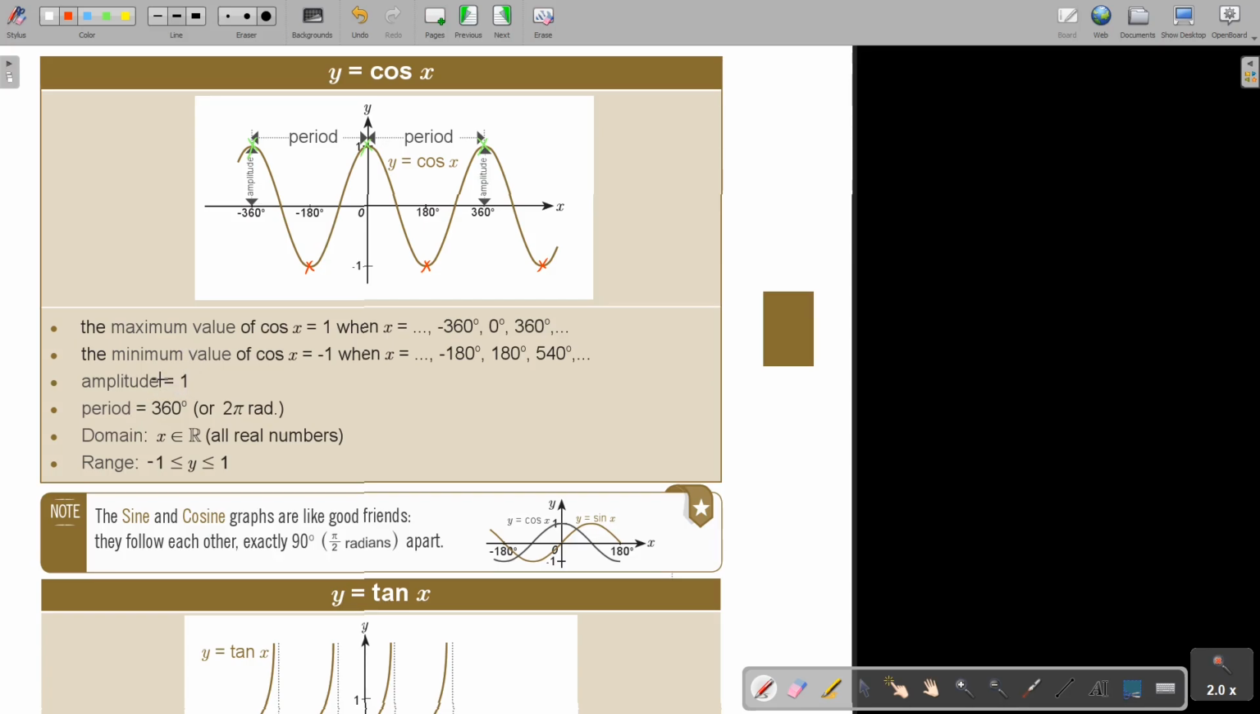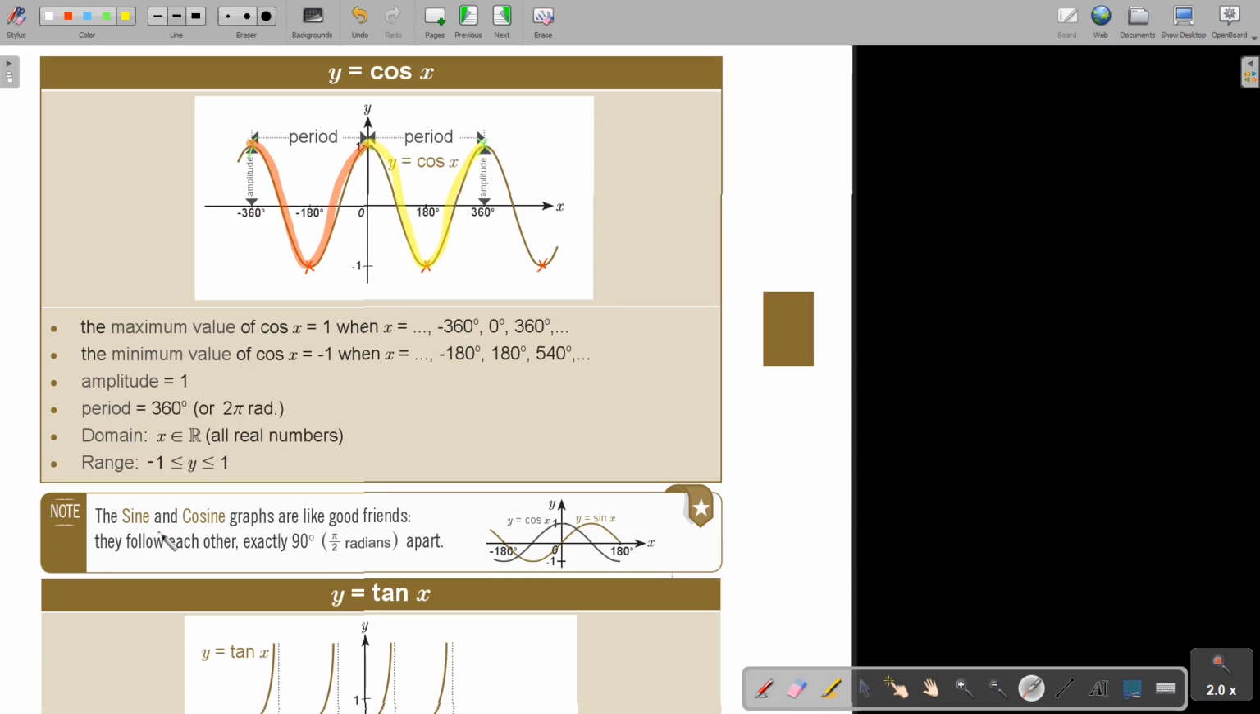What is the period? Again, now I want to show you again, because look there. And then it starts repeating. And look there. And then it starts. So again, it's at 360, the period, or 2 pi. What is the domain? It can take again all the x values. But what is the range? The y values, it's just between negative 1 and 1.